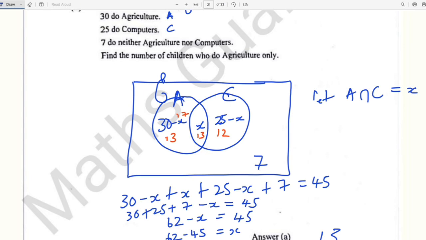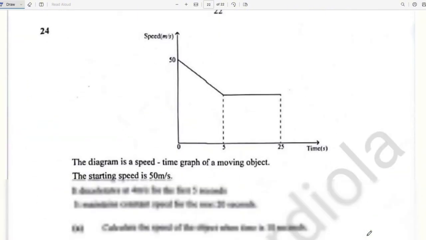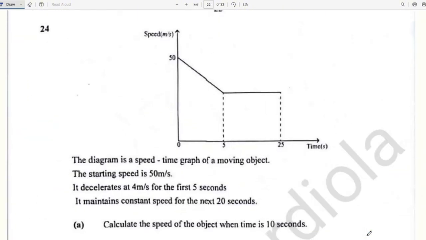We're almost done with our paper now. Question 24. I think this is the last question. We are given a diagram which shows a speed-time graph of a moving object. The starting speed is 50 meters per second. The deceleration is 4 meters per second squared for the first 5 seconds. Then it maintains constant speed for the next 20 seconds.